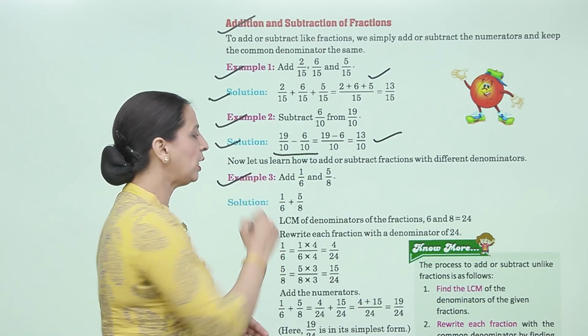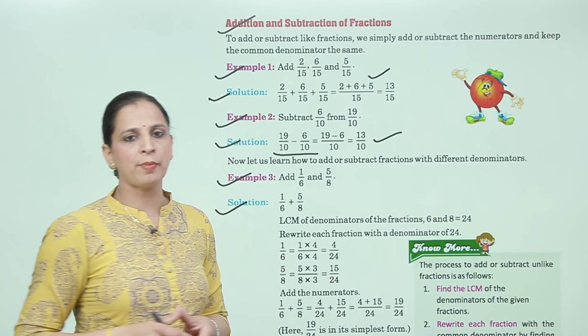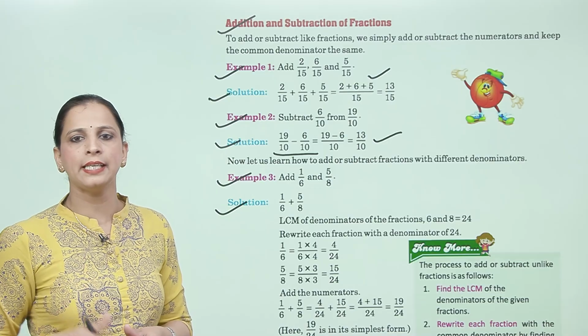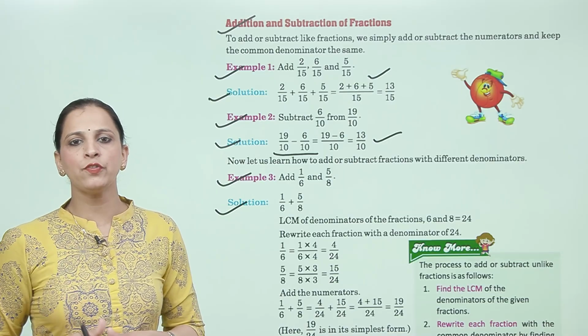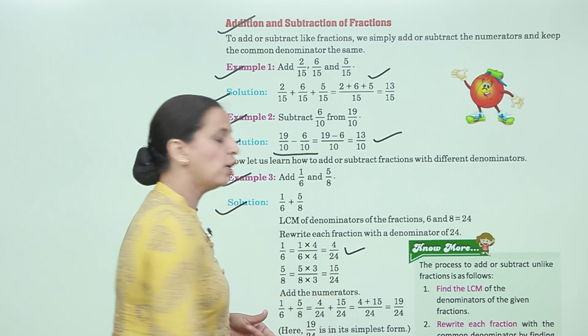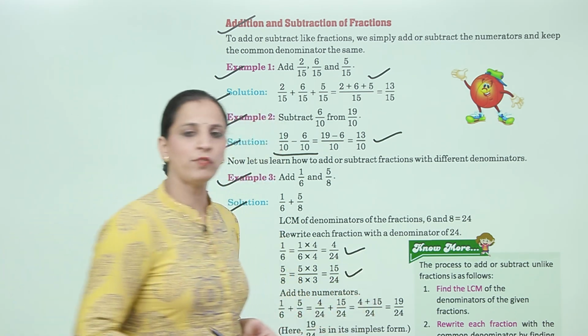Now example 3, add 1 by 6 and 5 by 8. Solution, 1 by 6 plus 5 by 8. Again we have to take the LCM. LCM of denominators of fractions 6 and 8 is 24. Rewrite each fraction with a denominator 24. 1 by 6 is multiplied by 4, becomes 4 by 24. 5 by 8 is multiplied by 3, it becomes 15 by 24.